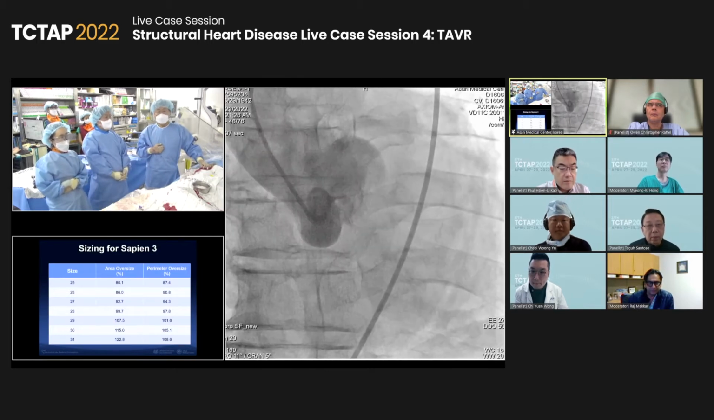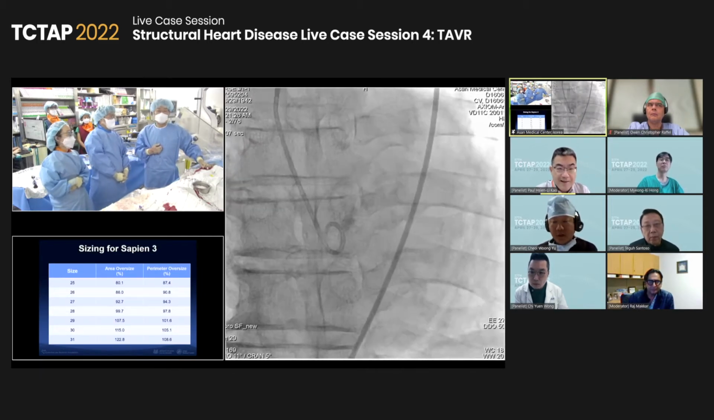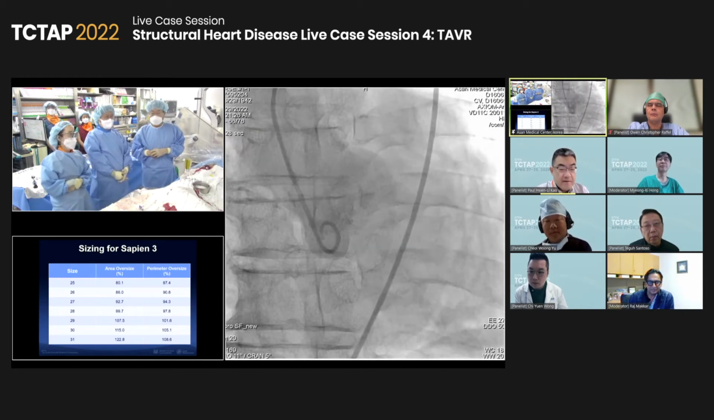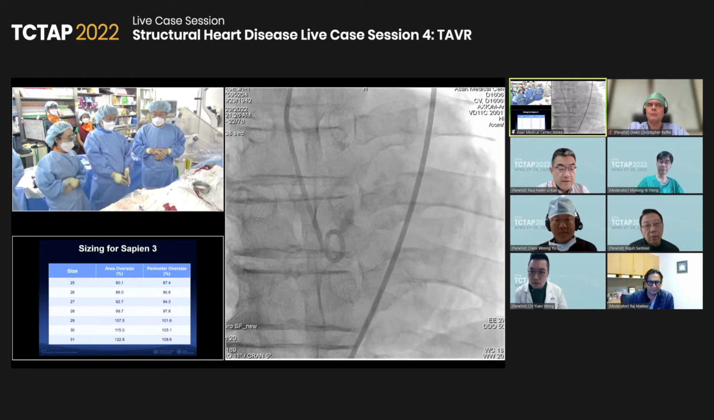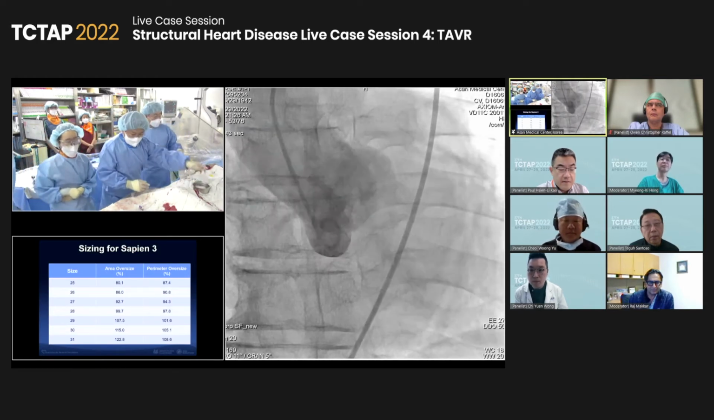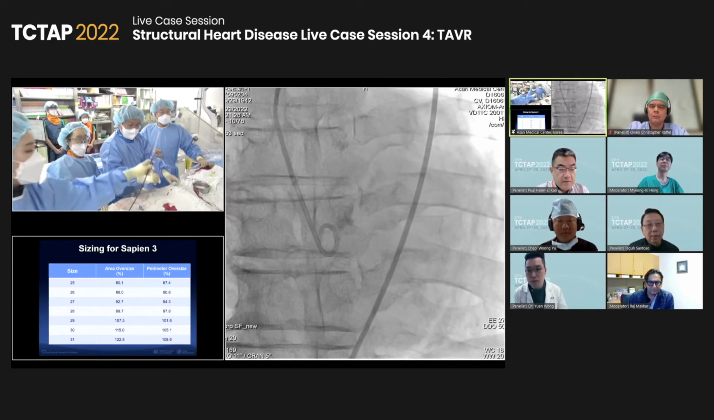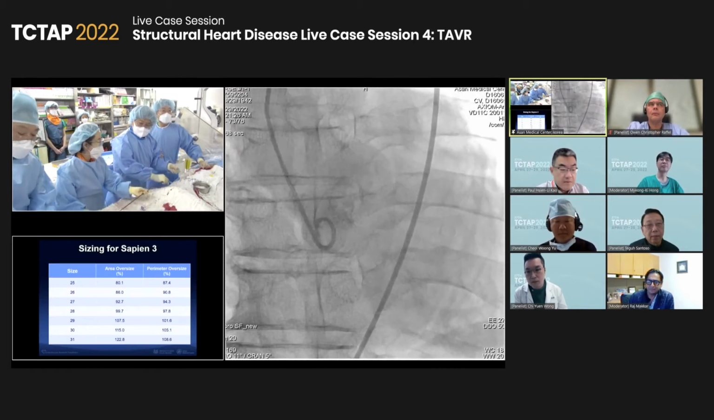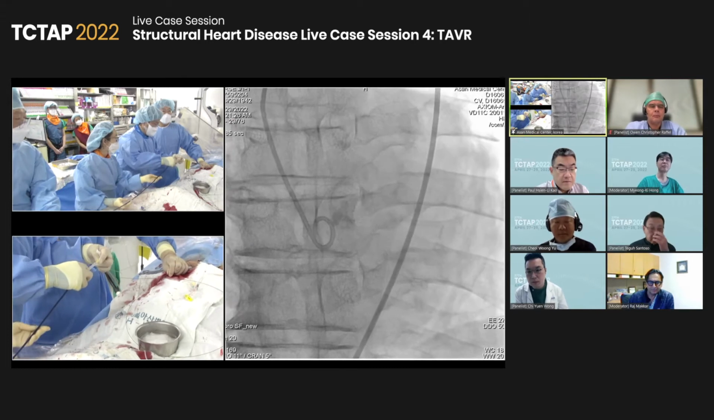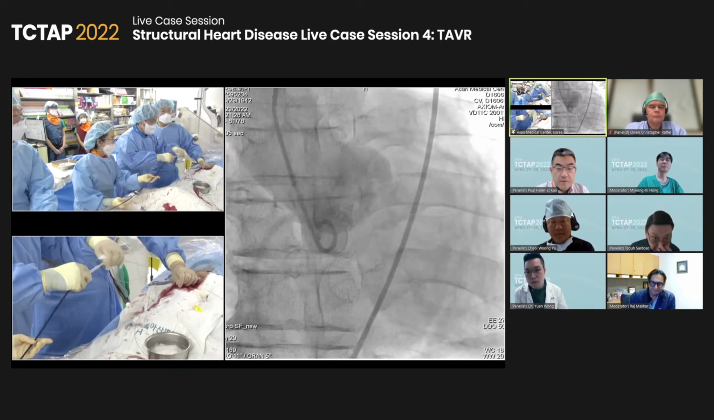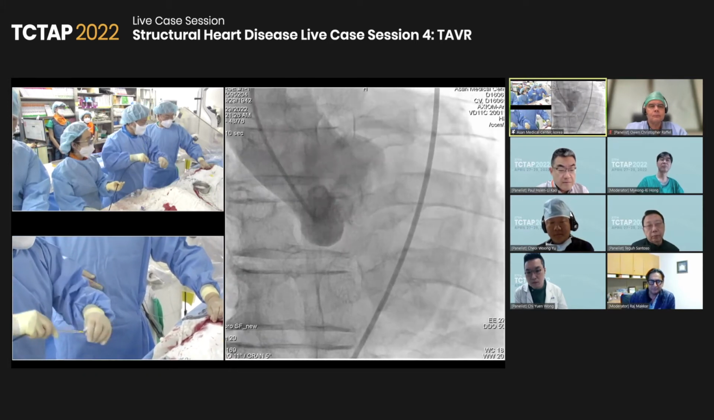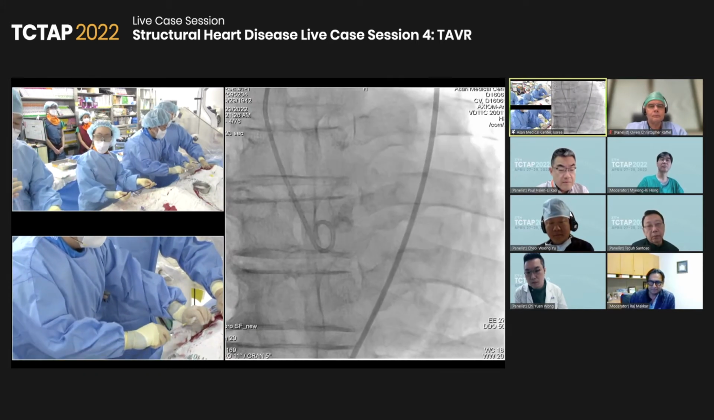Anyway, today is a special day. So you want to do direct device implantation. Okay, let's start that one. Finally, 2 cc extra fill means 12% area oversizing. So a little bit bigger.